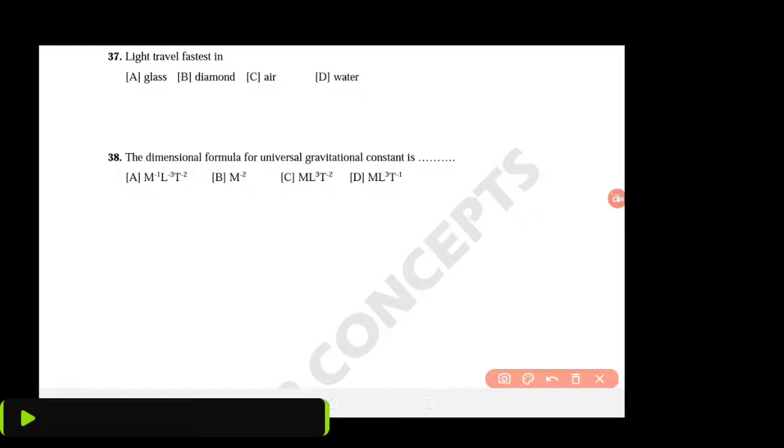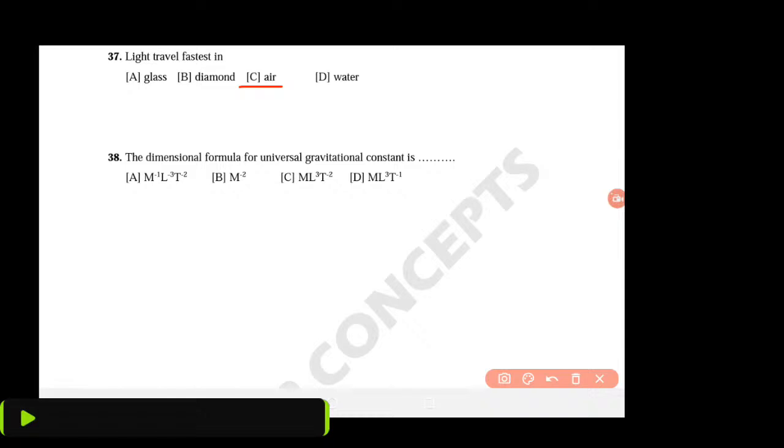Question number 37 says, light travels fastest in dash. We all know that light travels fastest in air, because the speed of light in air is higher than its speed in any other medium. So light travels fastest in air.